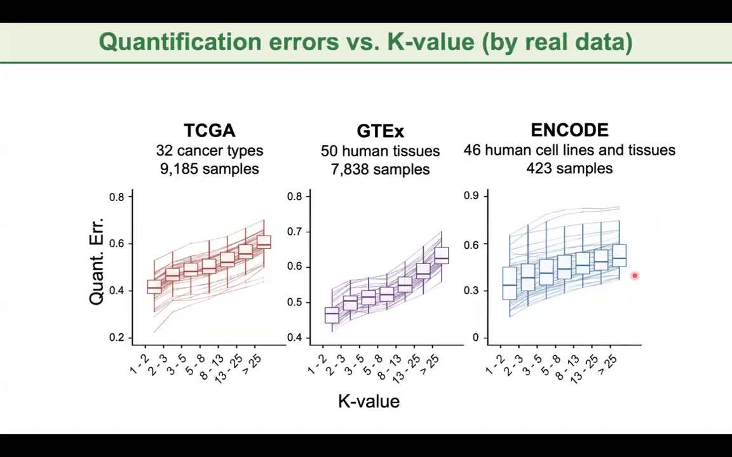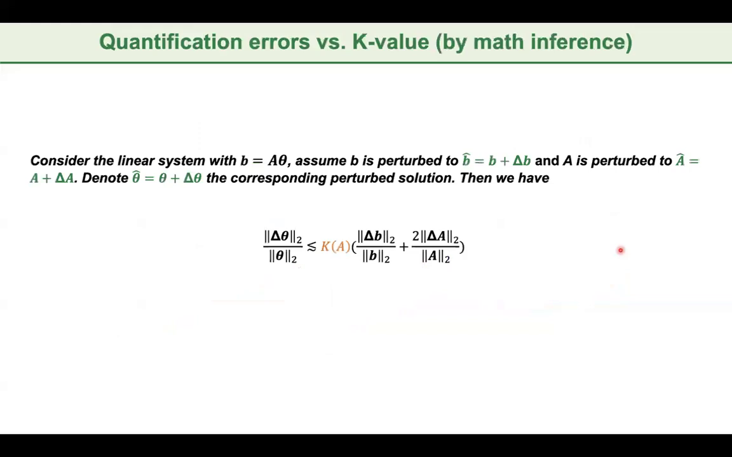And using real data sets of over 17,000 biological samples from 3 consortia, we find that the quantification error increases with k-values in almost all the samples. This also verifies the k-value. Besides computational results, we proved by mathematical inference that the relative quantification error is approximately bounded by the multiplication of k-value and the weighted sum of the relative perturbation on B and A matrix.